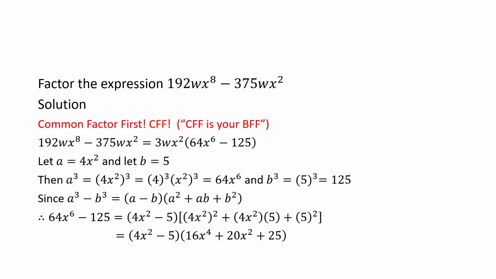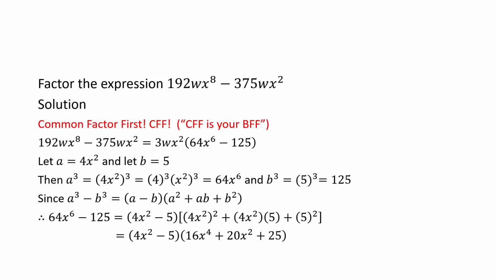Well, 64 is a perfect cube. It's 4 cubed. And 125 is a perfect cube. It's 5 cubed. And our only exponent left in that bracket is 6, which is divisible by 3. Well, now that means we're going to have an opportunity for difference of cubes here. Letting a be 4x squared and letting b be 5, we have a cubed minus b cubed in the second bracket, in the second factor, which is, of course, a minus b times a squared plus ab plus b squared.